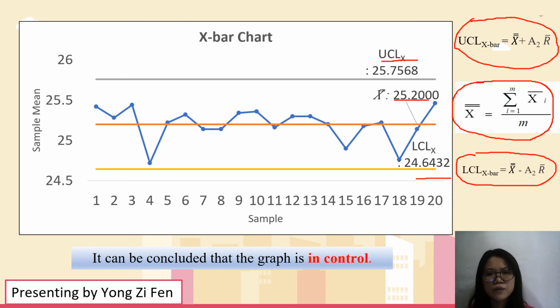After we draw these 3 main lines, we need to plot the 20 samples in this graph. The blue color shows the 20 samples, and it can be observed that this graph is in control, which means that the process mean is in statistical control, as there is no point of the sample which is out of the control limit, neither above the upper control limit nor below the lower control limit. So the graph is in control.